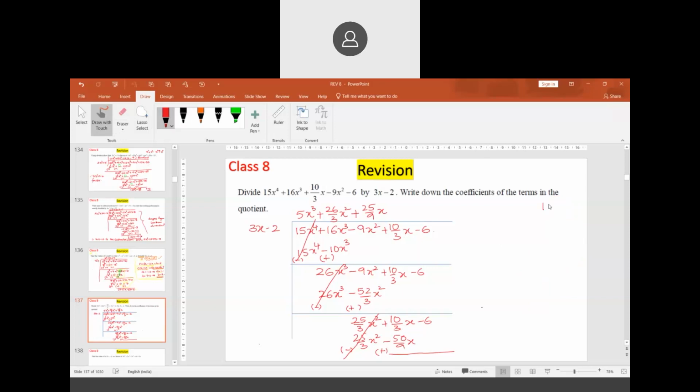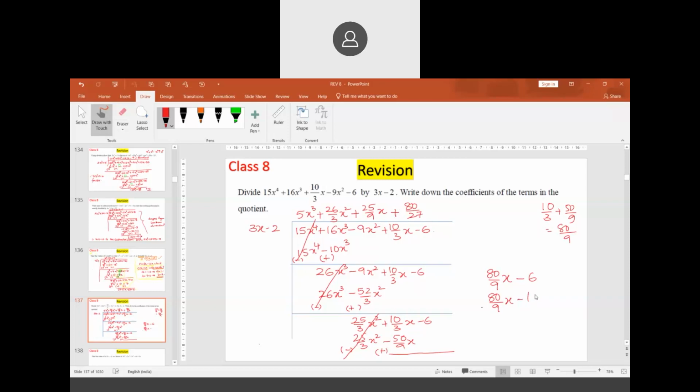So here when you simplify 10 by 3 plus 50 by 9, you will be getting 80 upon 9. So the thing is 80 upon 9x minus 6. Now you observe 80 by 9 is to be obtained from this 3x. So 80 by 27 is to be multiplied. x you should not write. It's only 80 by 27. So we get 80 by 9x.